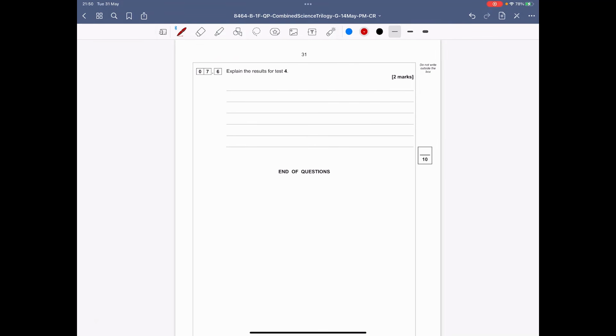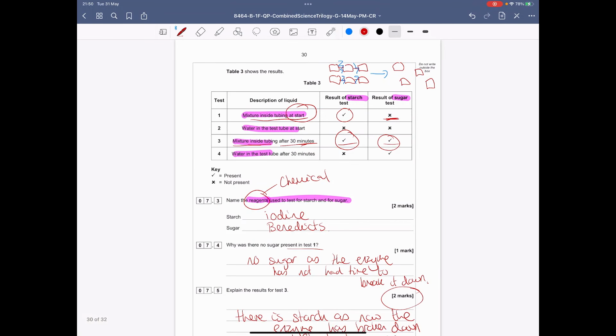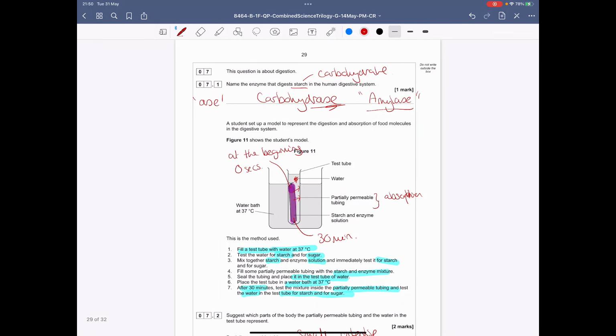Last question on this paper then says, explain the results for test 4. So, test 4, if we go back and look at the table, it's saying for water, we are testing the water in the test tube. So outside of the tubing, it's diffused out after 30 minutes. There's no starch, but there is glucose. Now, if we think back to our partially permeable tubing, like our intestines, it allows small molecules through, like glucose, but not starch.